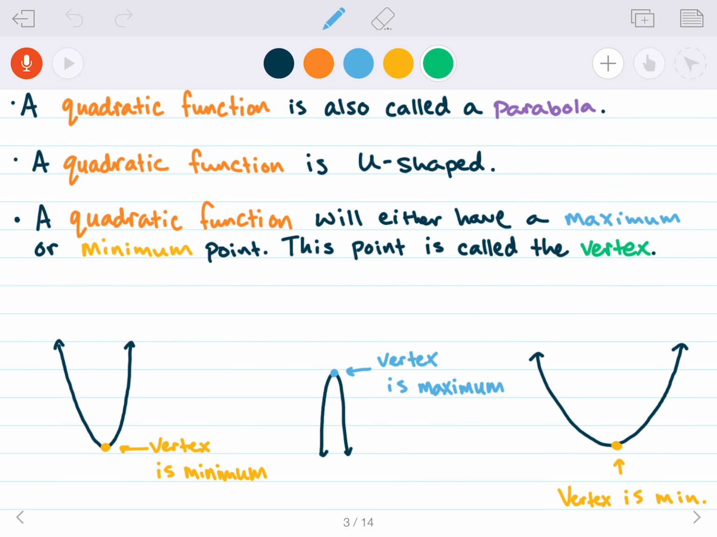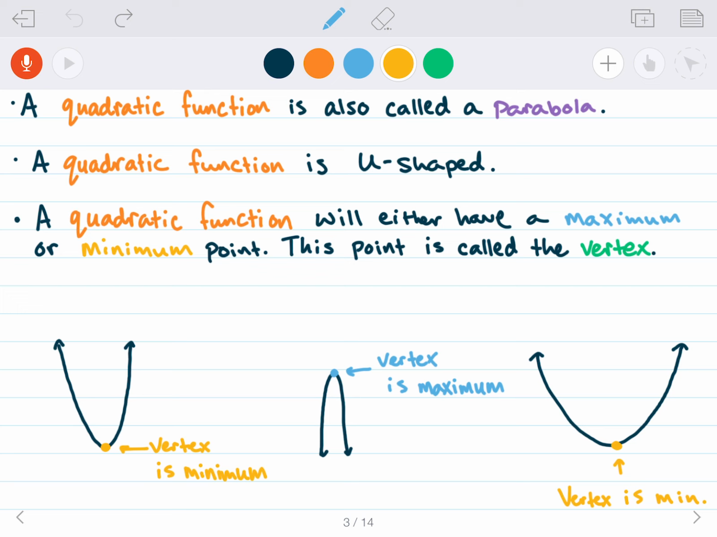Another name for a quadratic function is a parabola. I'll be using these terms interchangeably. So quadratic function, parabola. Remember, linear functions were lines, right? Now quadratic functions are U-shaped. They look like upside down and right side up U's. A quadratic function will either have a maximum or a minimum point, so a highest or a lowest point, and we call this point the vertex.